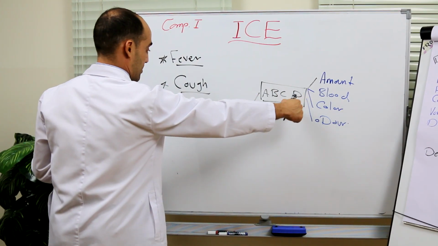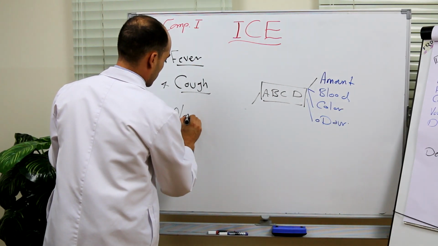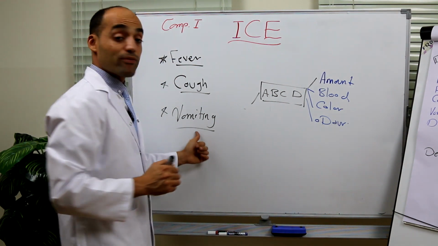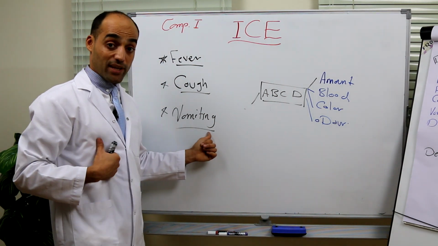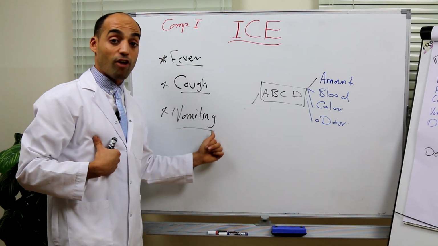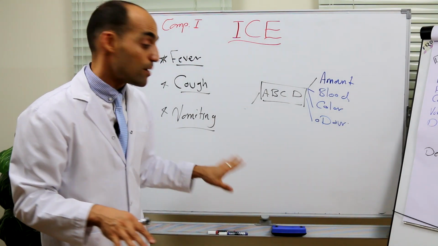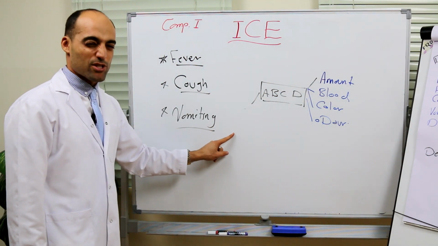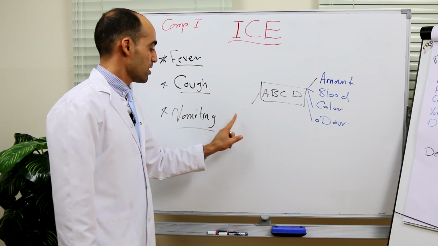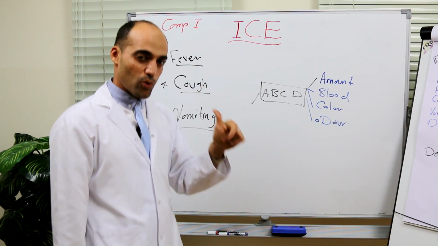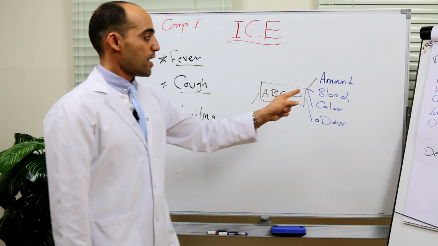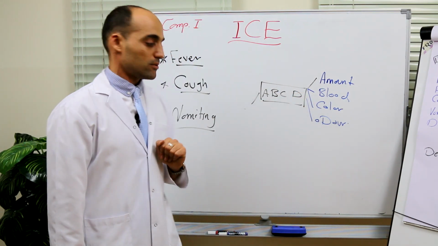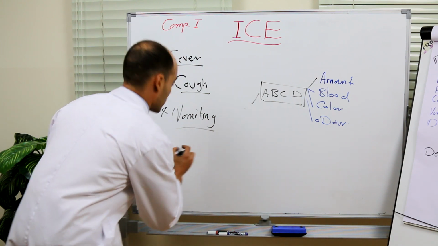Vomiting. I'm going to use this ABC right now. Have you been vomiting? Do you have vomiting? Are you able to keep things down? And then amount. How much or how many times did you vomit? Is it a teaspoon, tablespoon, or half cup? Blood. Did you see any blood in your vomit? Color. What's the color of the vomit? This is for vomiting. Going to diarrhea.